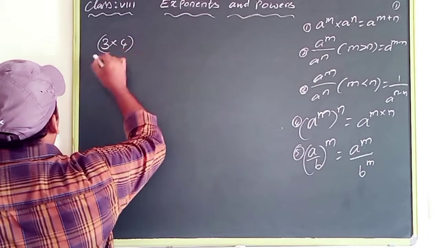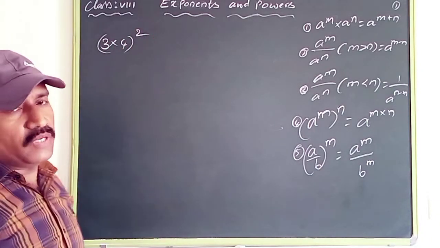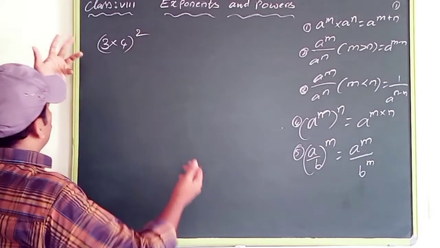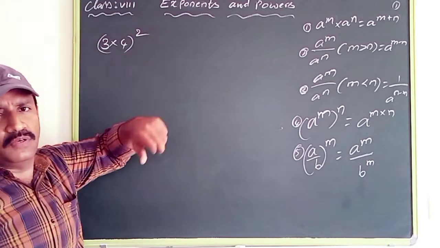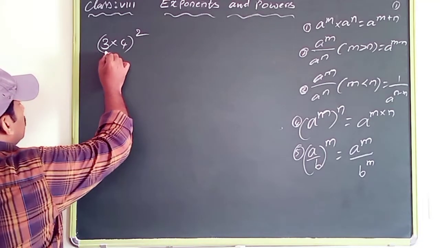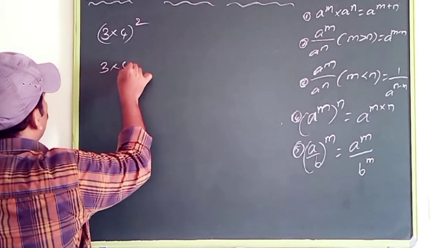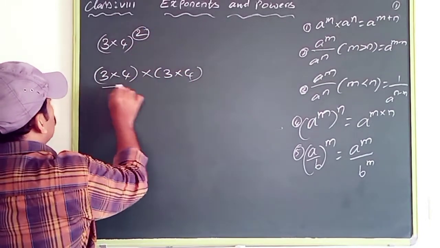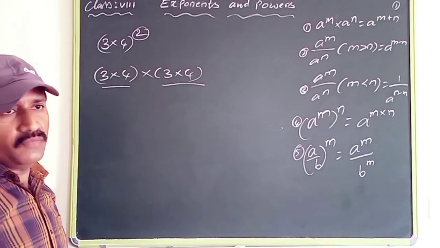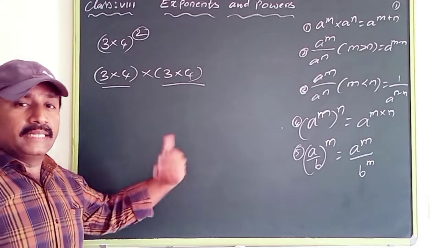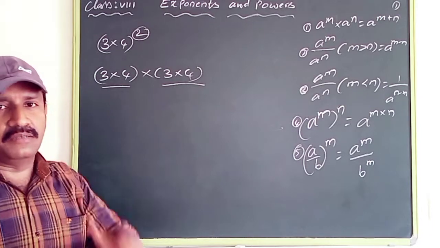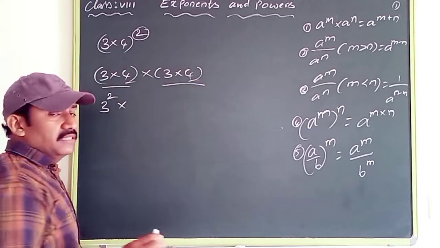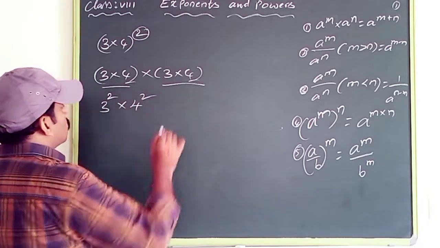3 into 4 whole power 2. This one I have to calculate. So how can I calculate this 3 into 4 whole power 2? Of course, generally 3 4s are 12, 12 power 2 we can write. And one more way here: this means 3 into 4, again 3 into 4. Power 2 is there, so 2 times I have it. 3 into 4 into 3 into 4. Tell me how many 3's are there? There are 2 3's. 3 square. How many 4's are there? There are 2 4's. So 4 square we can write.